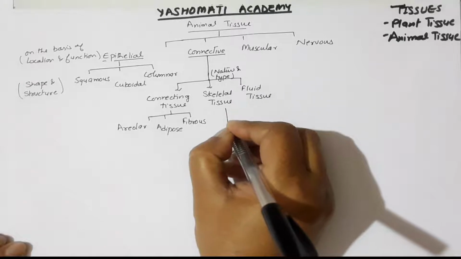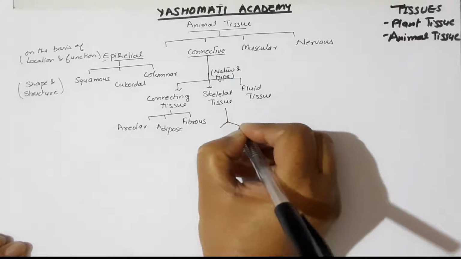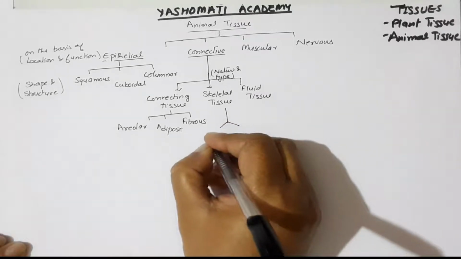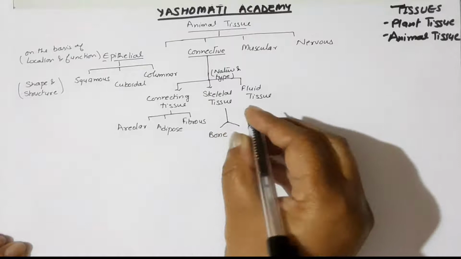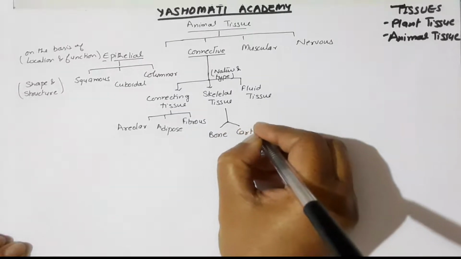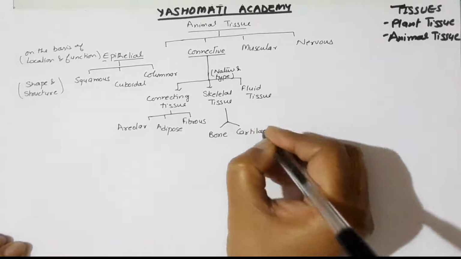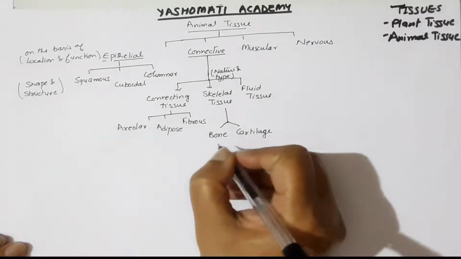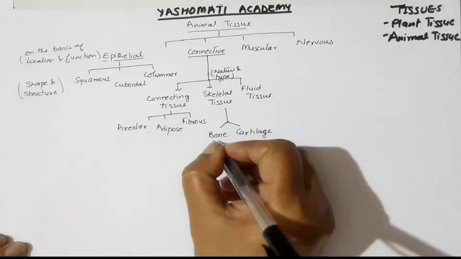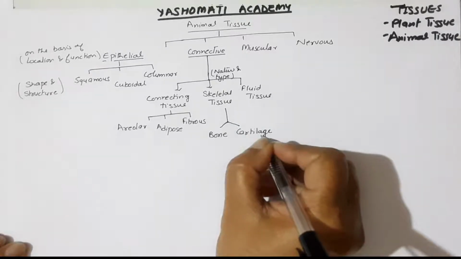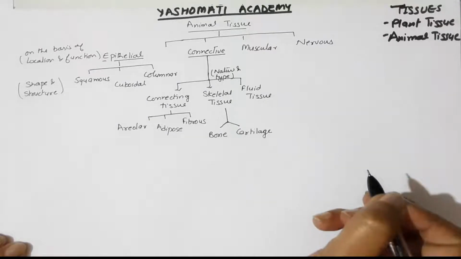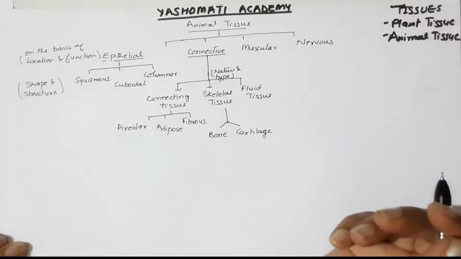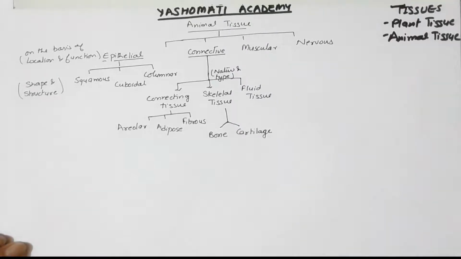Skeletal tissue. This word skeletal means related to bones. So skeletal tissue consists of two types of tissues, that is bone, which is hard, and cartilage, which is softer as compared to bone. Cartilages are elastic, whereas bones are rigid. But both of these kinds of tissue give shape and structure to the body. They are protective in nature also, and we will be studying that bones are also a storehouse of minerals.